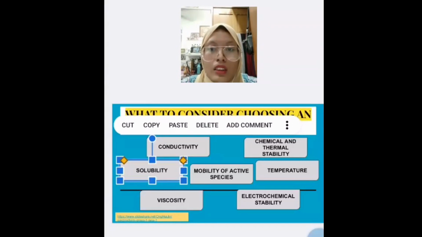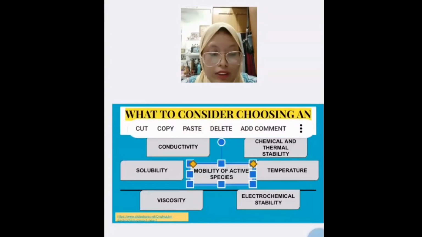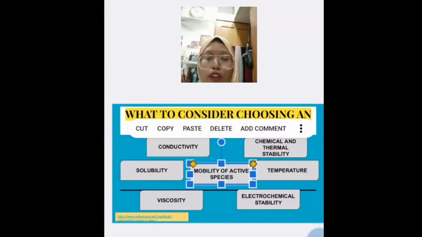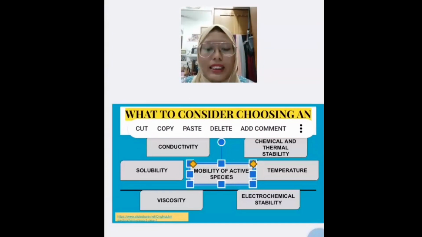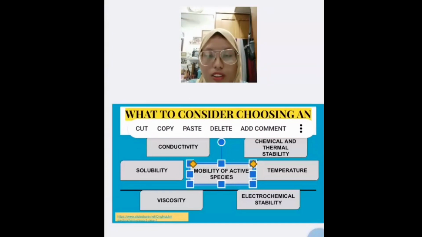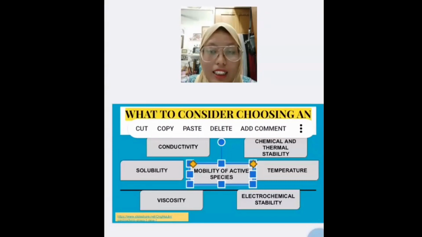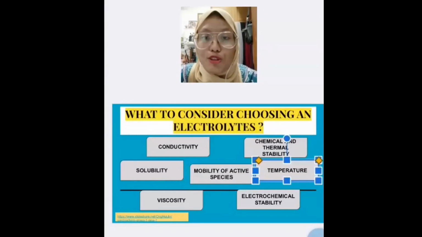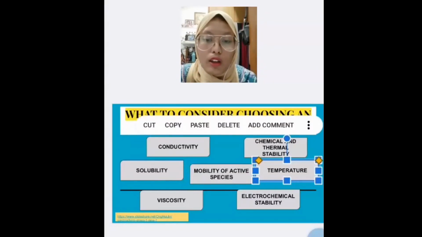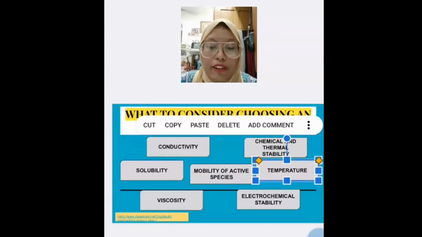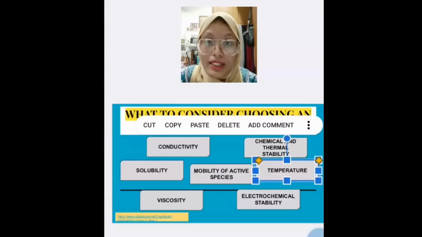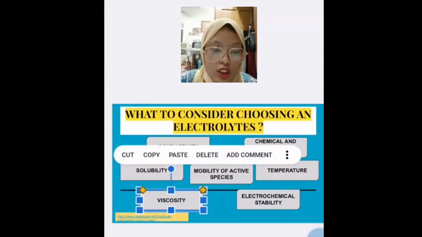So the next is mobility of active species. For mobility of active species, we need a high concentration of active species, as it can dissolve in the electrolyte, so the movement of ions increases. And for temperature, we need high temperature, as the ions have more kinetic energy and can move faster. And for viscosity, we need low viscosity, for the ions to diffuse faster.